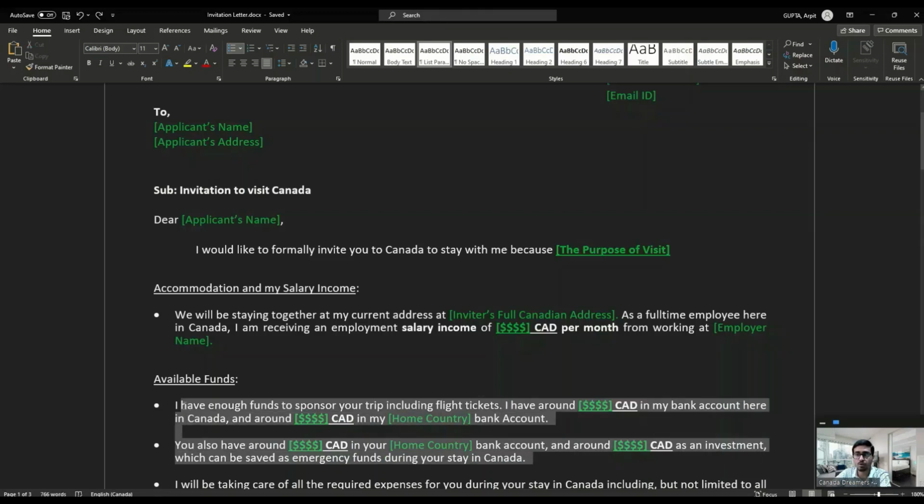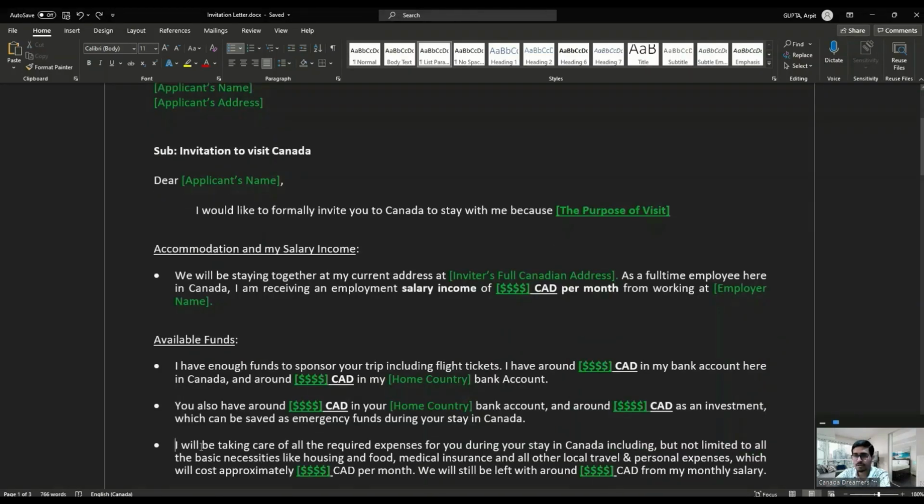So this is according to my situation, and you can write accordingly whatever is best for you. And then I have written that I will be taking care of all the required expenses for you during your stay in Canada, including but not limited to all the basic necessities like housing and food, medical insurance, and other local travel and personal expenses.